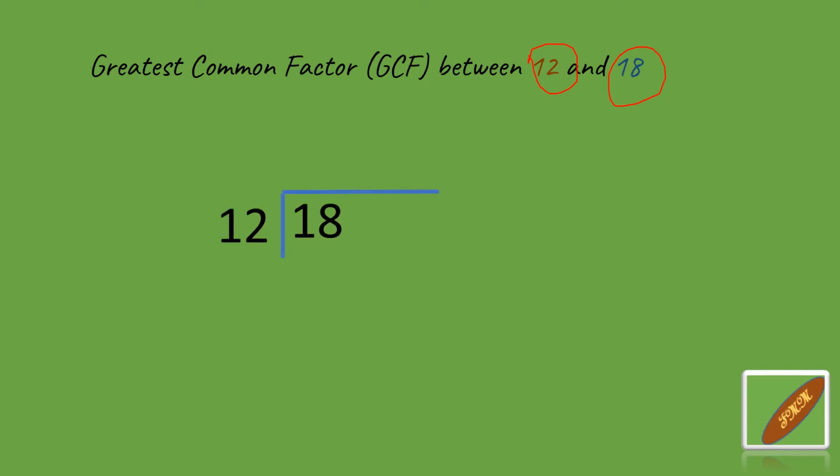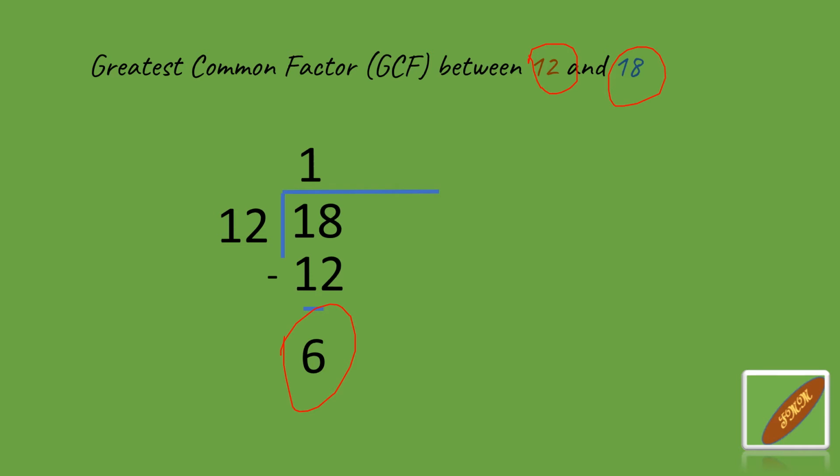I'm using the bus stop method as usual, which is the most popular method in the UK, I believe. So 18 divided by 12: 12 goes 1 time in 18, so I'm putting 1 on top and bringing 12 under 18. Then I subtract 12 from 18, which gives me 6, a remainder.